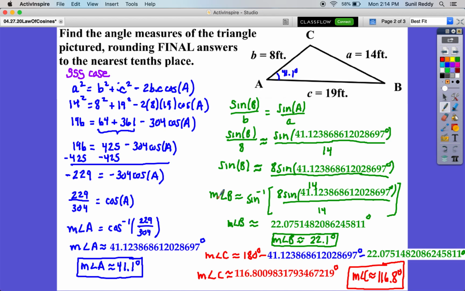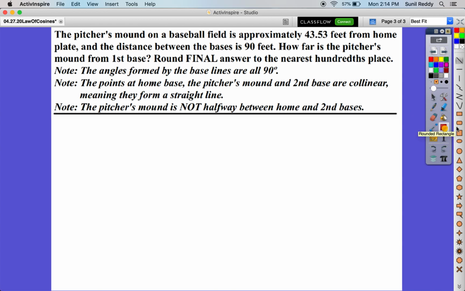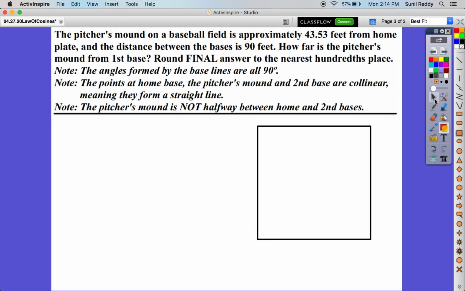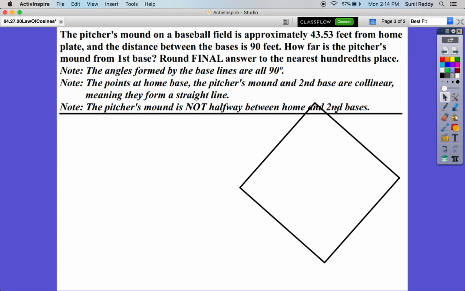So I want to do just one more example problem using a word problem this time. The pitcher's mound on a baseball field is approximately 43.53 feet from home plate, and the distance between the bases is 90 feet. We're looking for the distance from the pitcher's mound to first base. And there's some notes on here in case people didn't realize, but the angles formed by all the baselines are 90 degrees. The points at home base, the pitcher's mound, and second base are all collinear, meaning they form a straight line.